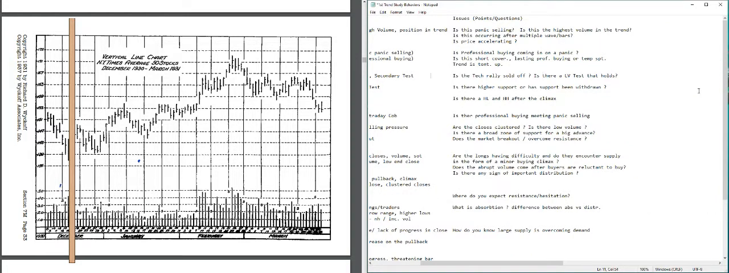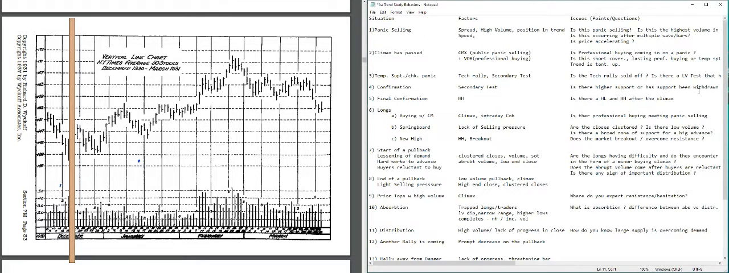So is the technical rally sold off? In the case where the bounce is temporary, the technical rally usually is heavily sold. That's the first chance to sell again, to sell the bounce, and that's what they're going to do. Or is there a low volume test that holds, meaning the technical rally is strong and pulls back, and there's a low volume secondary test?